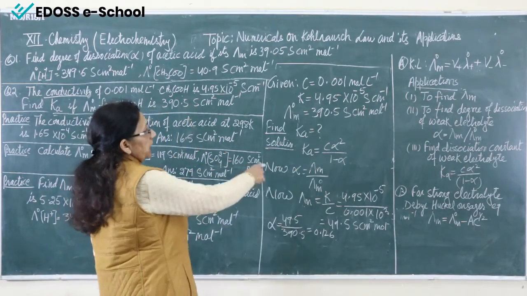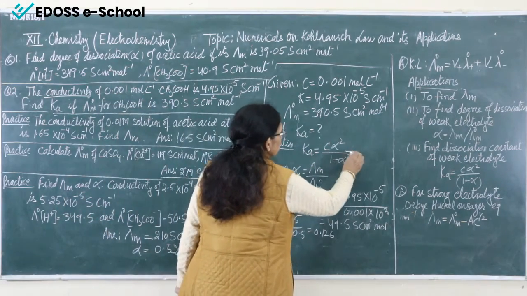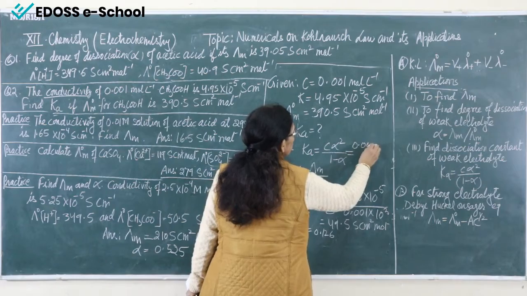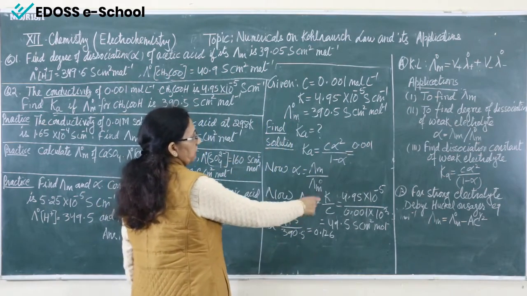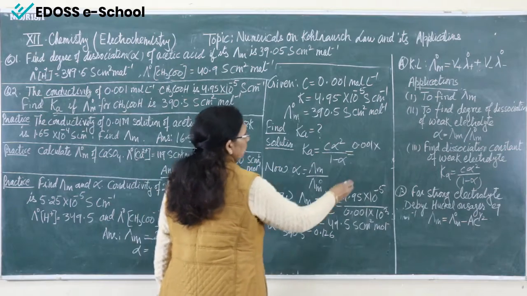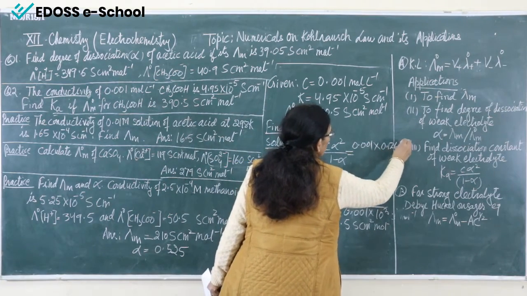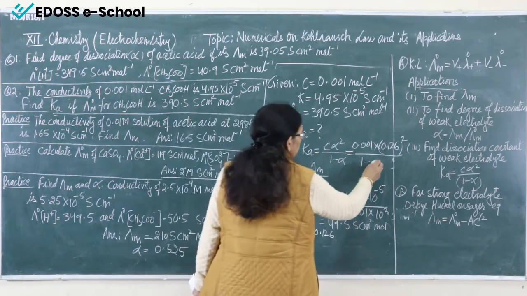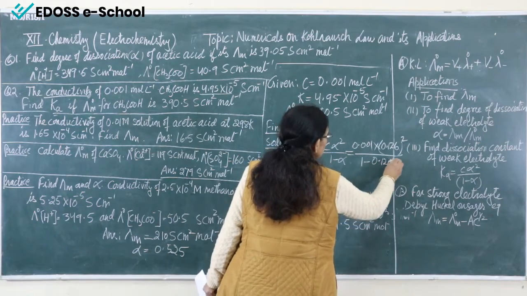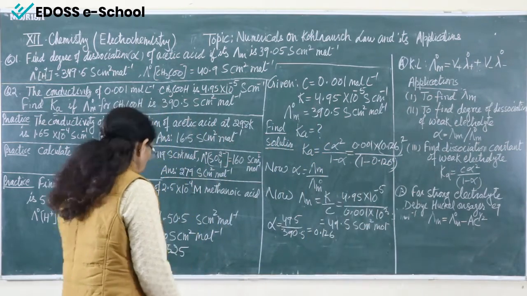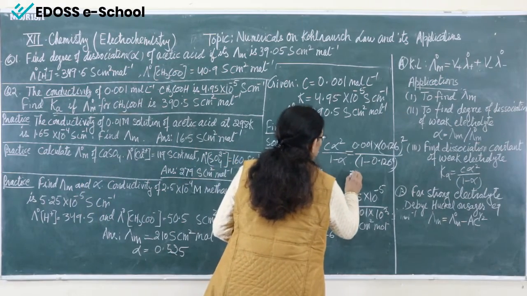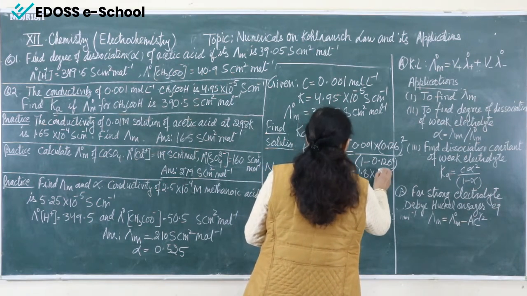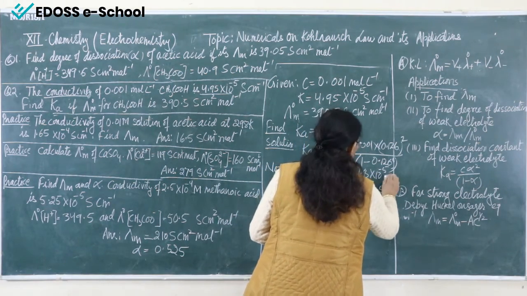So now we can write Ka. For this, C concentration is given to us, 0.001, and alpha square means we will have to put 0.126 whole square, and upon 1 minus alpha, means 1 minus 0.126. Okay, so after calculating this, we will get the value 1.8 into 10 raised to power minus 5 mole per liter.